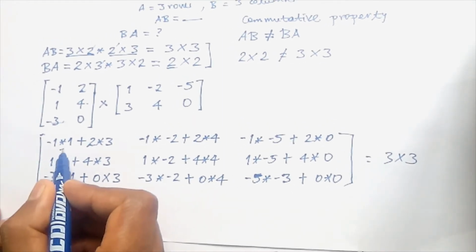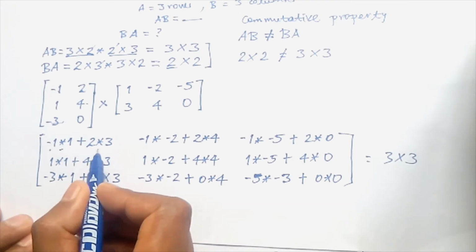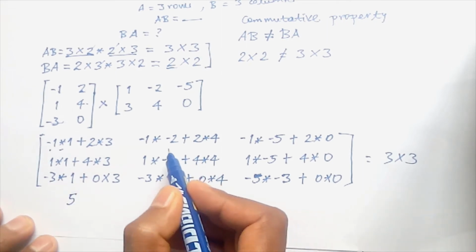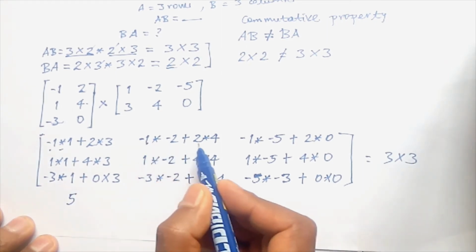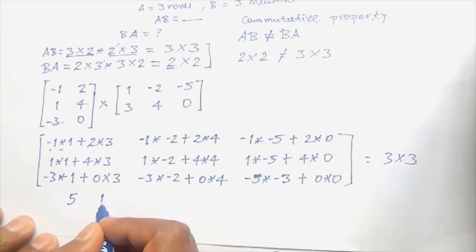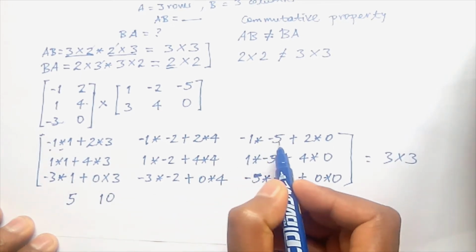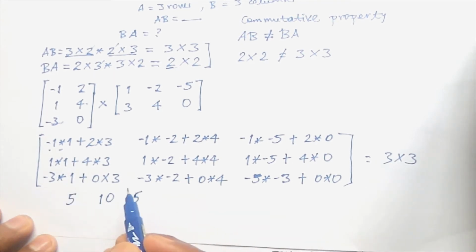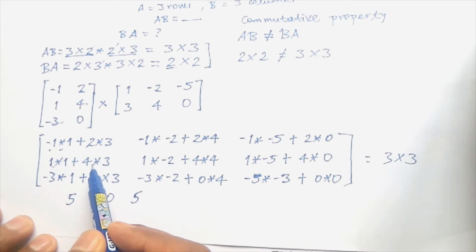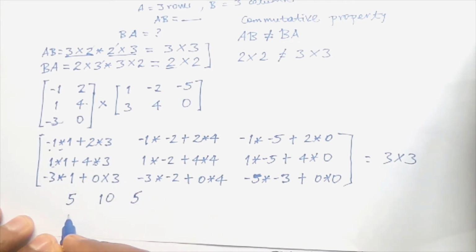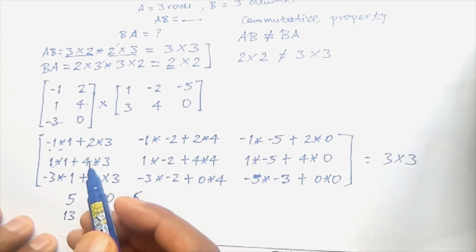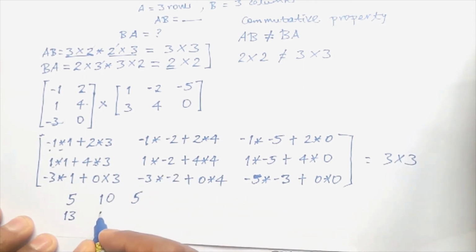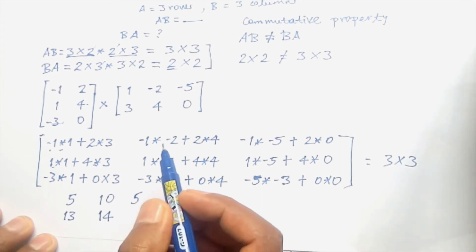Minus 1 times 1 minus this is 5. So here this times this plus this which is 10. This 5 0 5. This times this plus this which is 13. Then 16 minus 2 is 14.